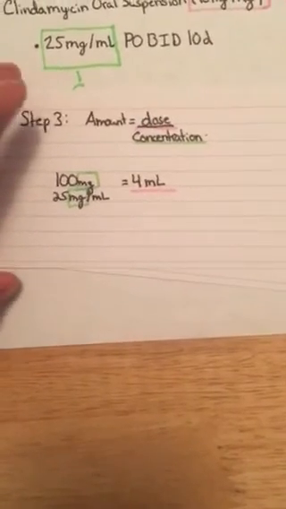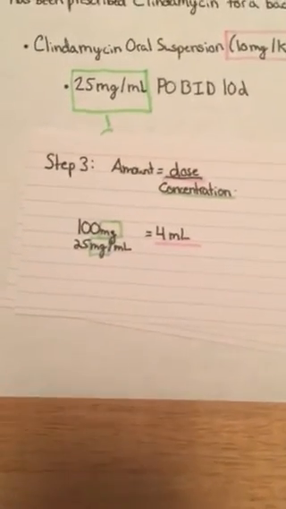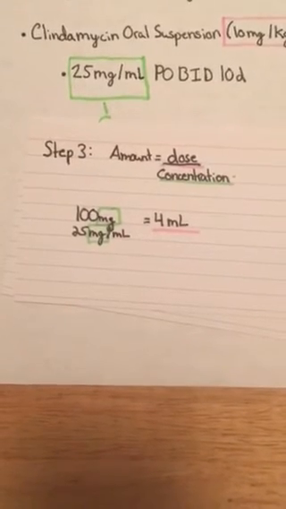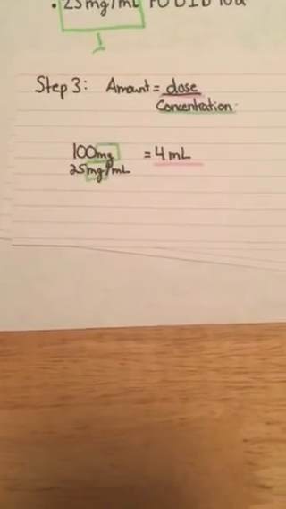The third step is we want to take our amount. Our amount's going to be our dose divided by our concentration. So we know that our dose is 100 milligrams. The concentration for this is 25 milligrams per milliliter. So we're going to essentially divide 100 by 25, which will leave us with 4 milliliters. And we can see our milligrams cancel out, leaving us with milliliters. So again, the answer is 4 milliliters.